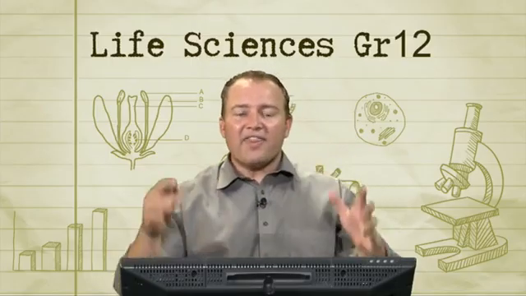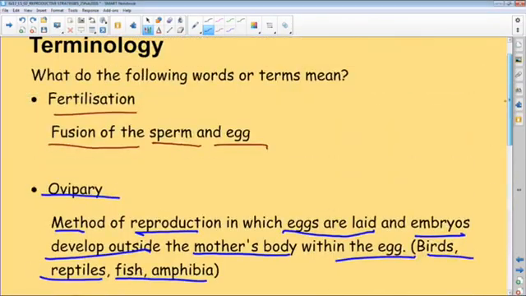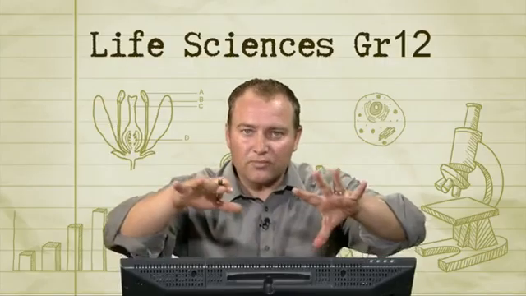Viviparous. Now that's you and me. It's the method of reproduction in which a fetus develops in the uterus and is nourished through the umbilical cord. Normally your mammals. So you have yourself, me, we are viviparous. What are your birds? They are oviparous. Oviparous or viviparous, those are the two. One with an egg outside your mom's body and one without an egg, inside your mom's body.